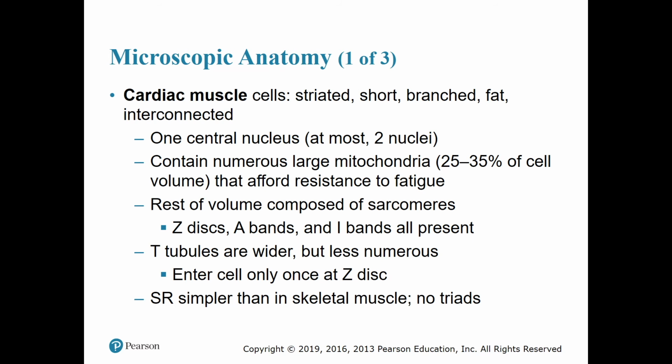resistance to fatigue. The rest of the volume is composed of sarcomeres, with the Z discs, A bands, and I bands all present, similar to skeletal muscle. I really don't expect you to know this because we haven't covered muscles. The T tubules are wider but less numerous. They enter the cell only once at Z discs, and the sarcoplasmic reticulum is simpler than in skeletal muscle.